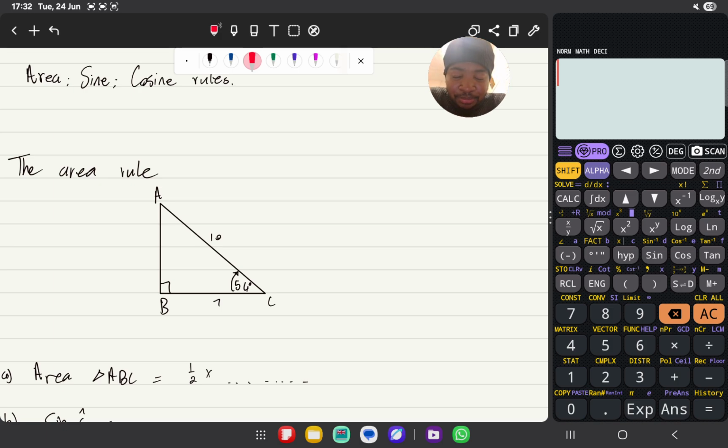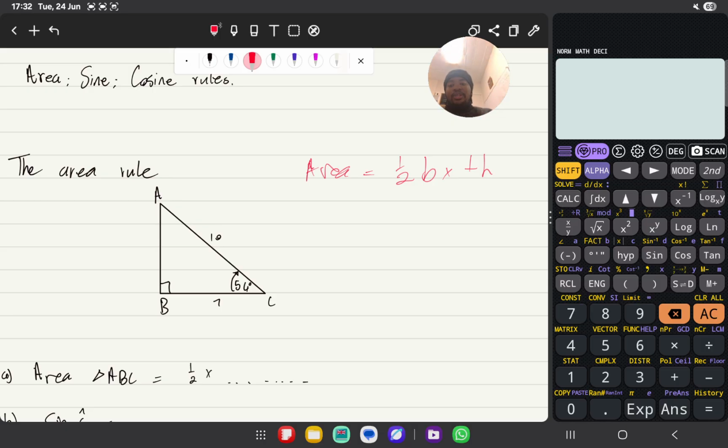So for a triangle, if you were asked to calculate the area of a triangle, just something basic, we all know it by heart. The area of a triangle is half base times perpendicular height. The perpendicular height is a straight line that is perpendicular to the base, right?